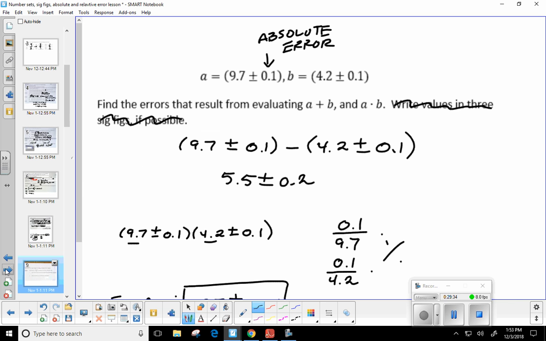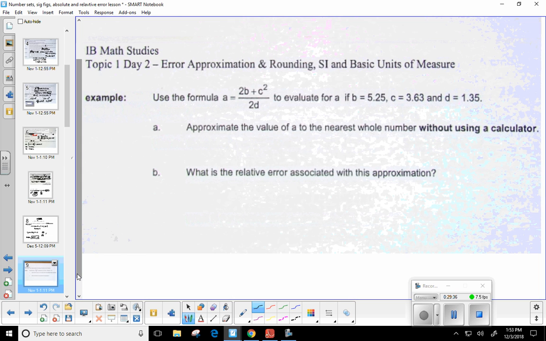All right, moving on. Error approximation and rounding. It says use this formula, a equals 2b plus c squared divided by 2d, to evaluate for a if b is equal to 5.25, c is equal to 3.63, and d is equal to 1.35. Approximate the value of a to the nearest whole number without using a calculator. So we can go ahead and plug this in, and sure, we can do this because we don't need a calculator.